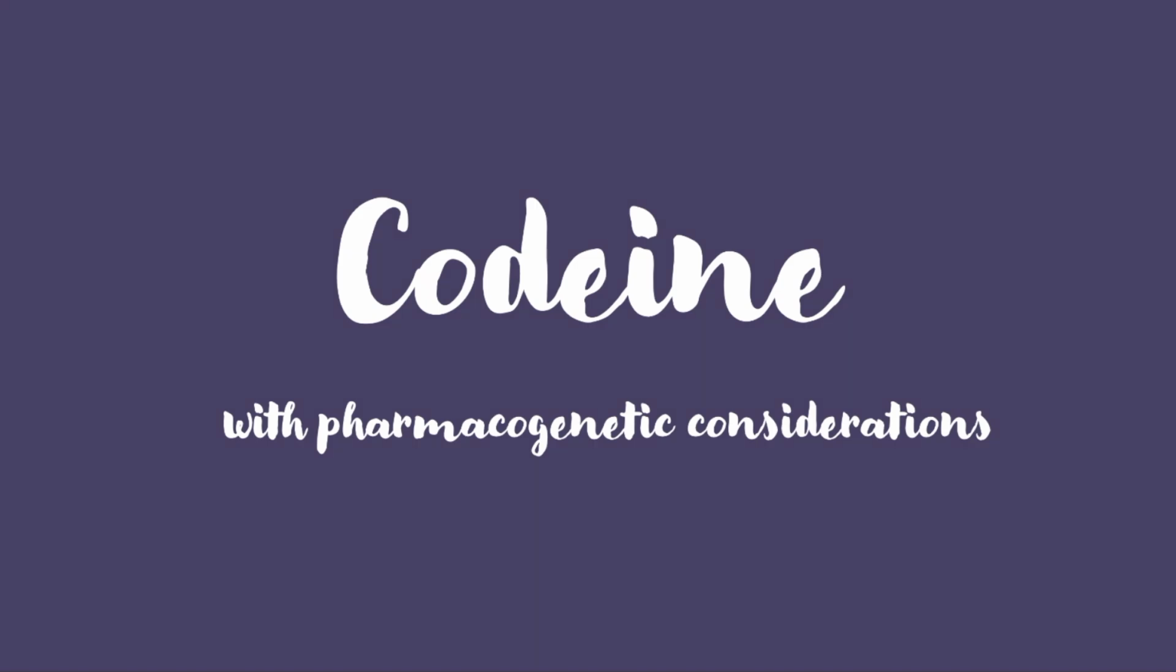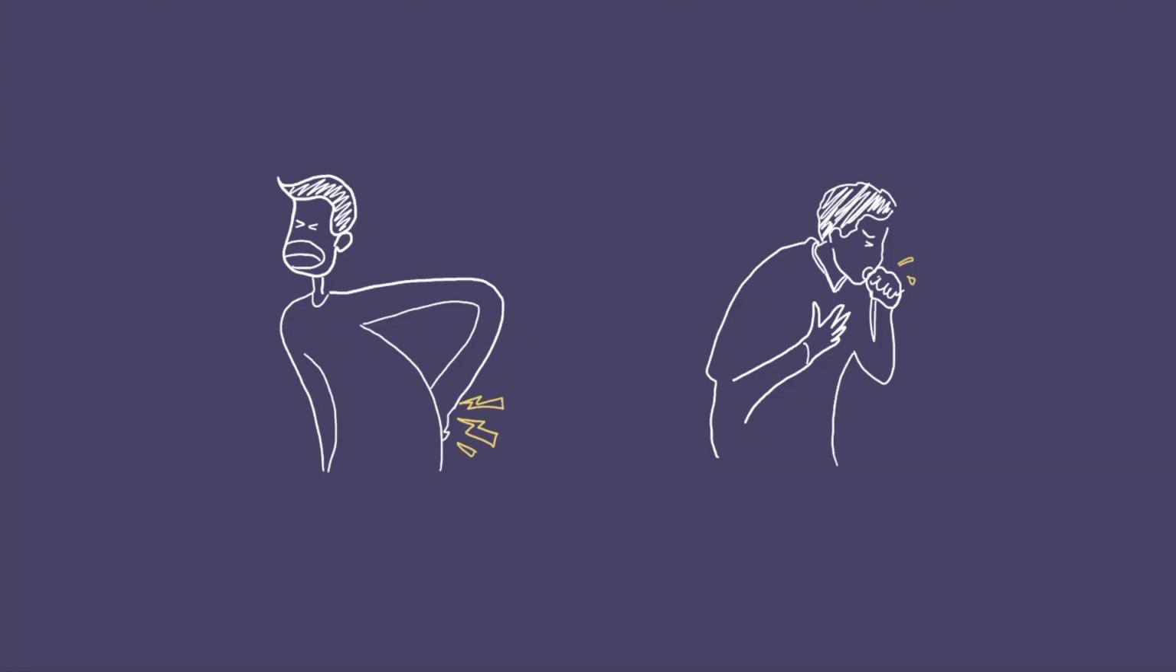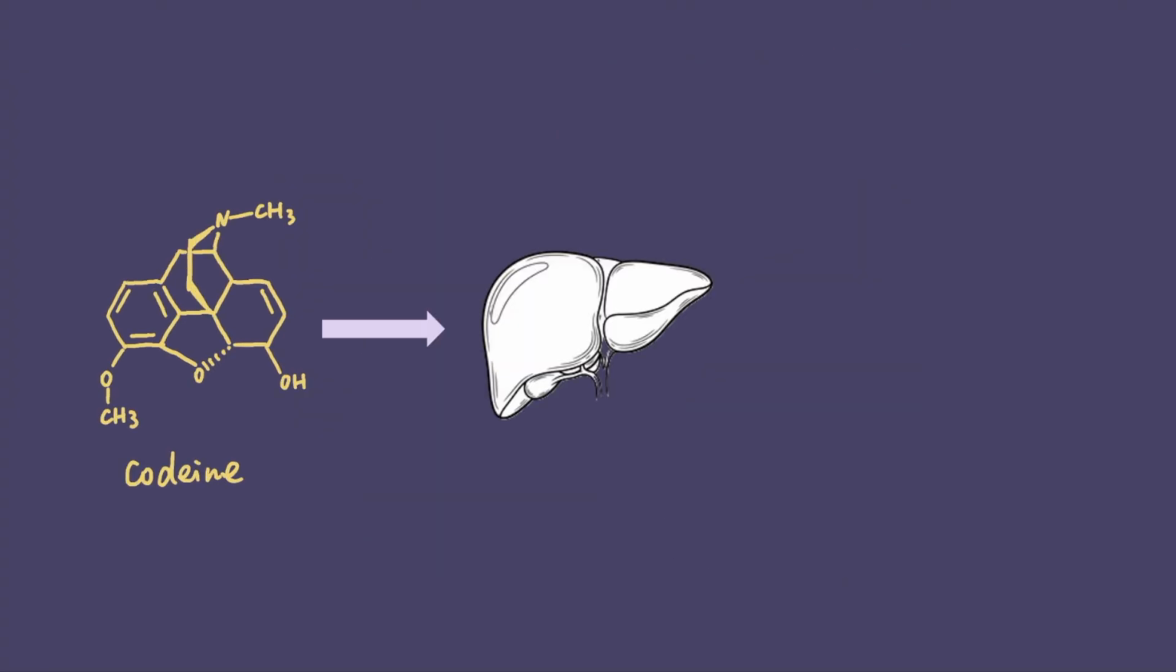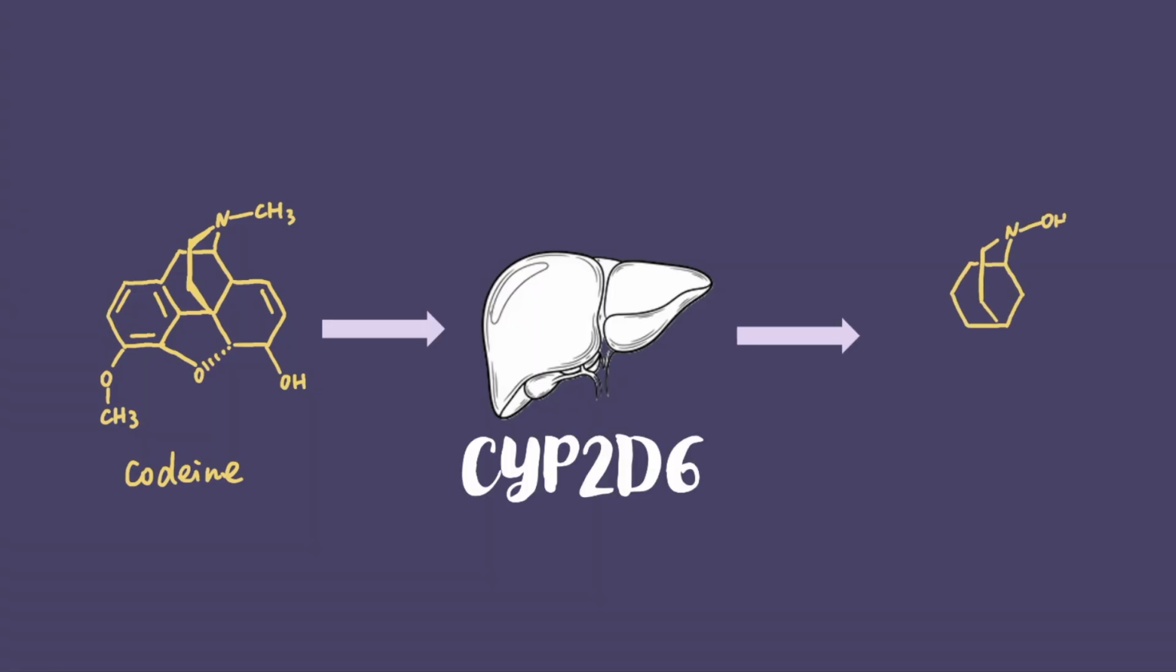Codeine, an opioid used in pain management and occasionally for cough suppression, however has highly varied clinical effects due to it being a prodrug. As a prodrug, codeine requires hepatic bioactivation via the CYP2D6 enzyme, where it is converted to the active morphine. From there, the therapeutic effects can be exerted.